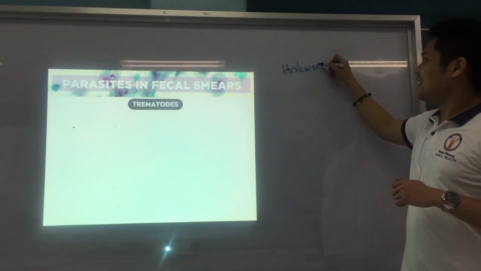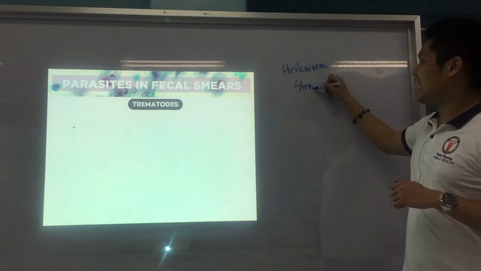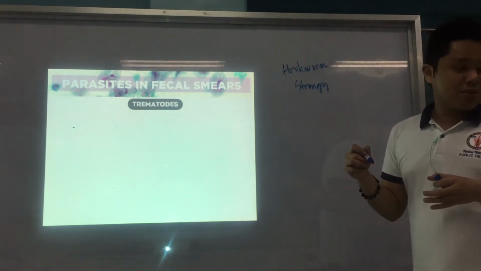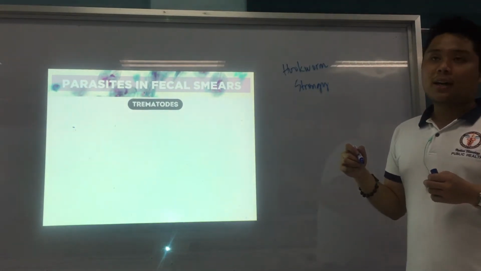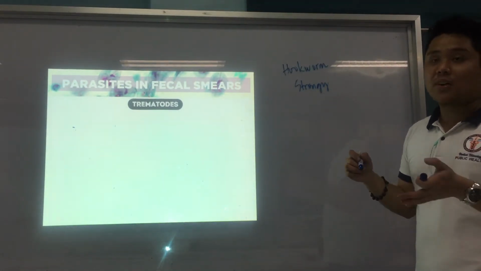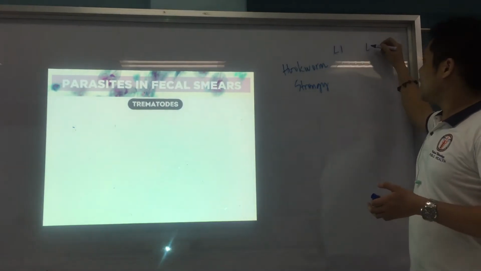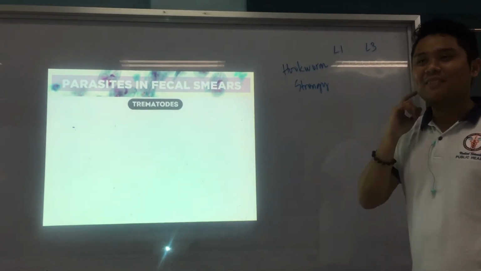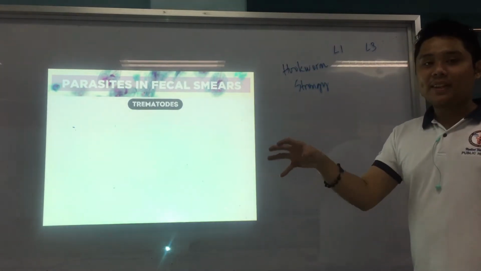For hookworm and strongy, because they look the same in terms of their eggs, what we use for differentiation is the larva. So we have the L1 and the L3. Now, I won't discuss that yet here, okay? Because we have a separate activity for that.